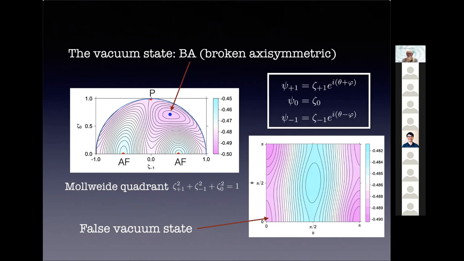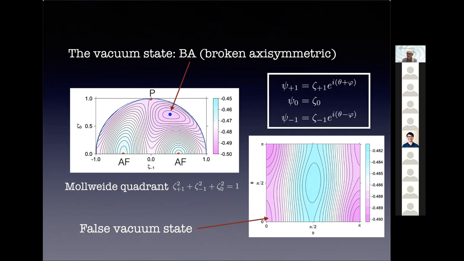Now, we can represent the sphere by a Mollweide projection, and we can represent a quadrant of the sphere by just one segment of the Mollweide projection, which is shown in the picture on the left. So this shows the dependence of the potential on these parameters zeta, which parameterize the amplitude of the wave function. There are various ground states. For example, the antiferromagnetic ground state is one where the plus one and minus one components point in opposite directions. So it's a bit like an antiferromagnet. The polar phase is the one where we only have the m equals zero component occupied. But we're concentrating on what's called the broken axisymmetric phase, where all of the components are occupied. So this is like the most complicated phase, where there is an occupancy number in each of the different angular momentum components of the wave function.